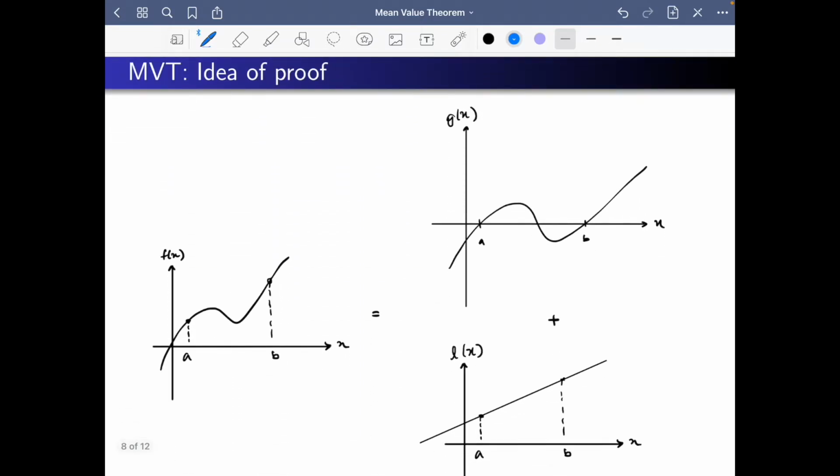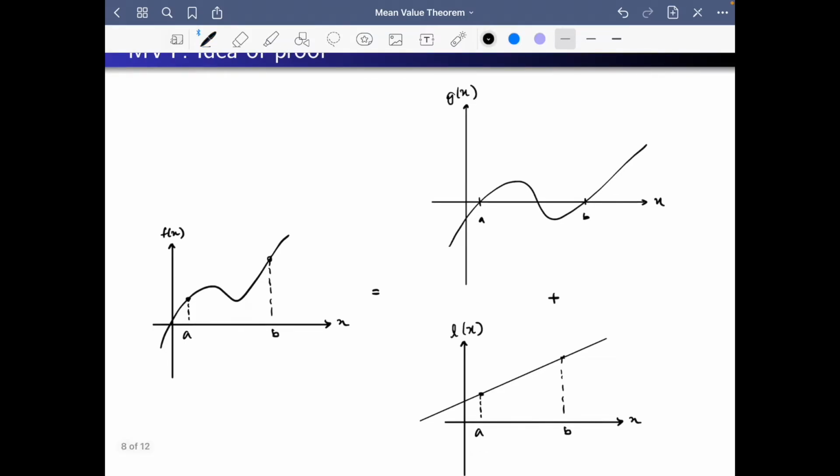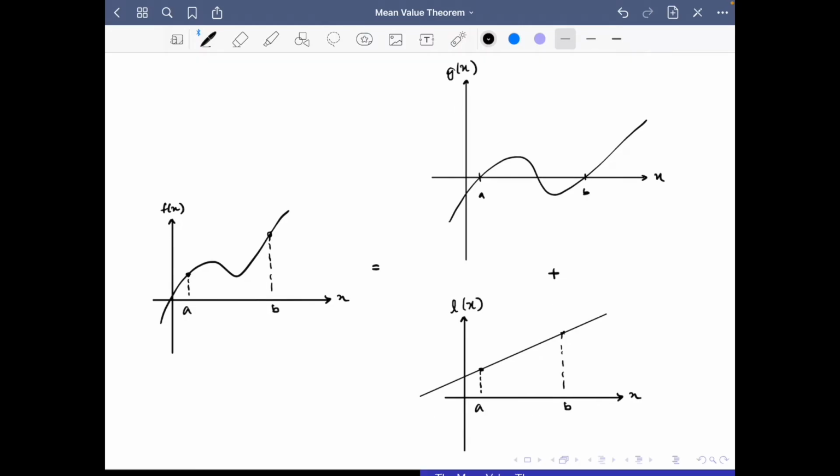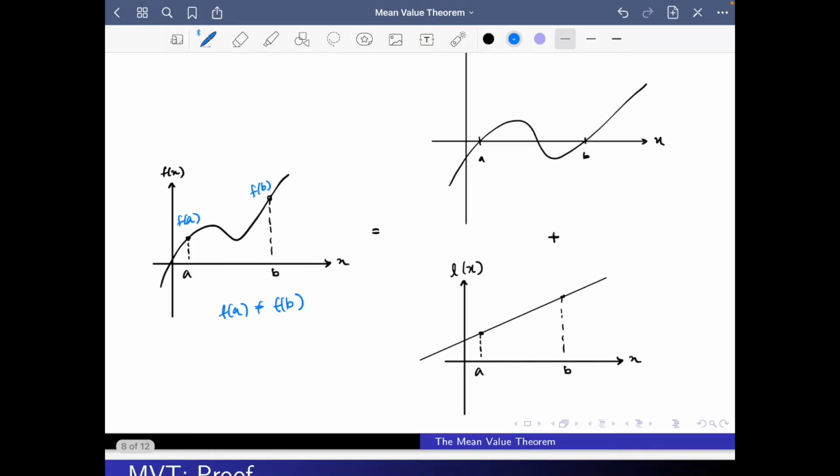Here, I will introduce you the idea behind the proof. Let's split the function f(x) into two functions g(x) and L(x). For example, here, at f(x), why can't we apply Rolle's theorem? Because the two points are different, right? So here f(a) and f(b) are not equal. When they are not equal, we cannot use Rolle's theorem.